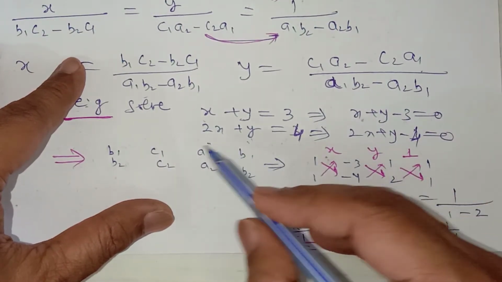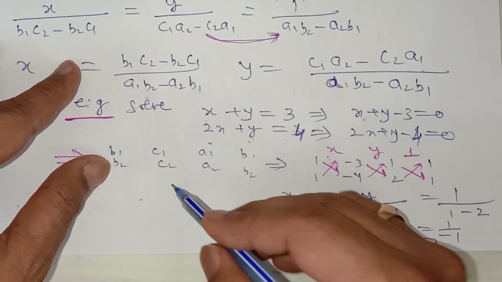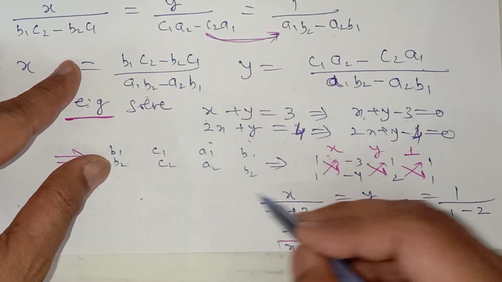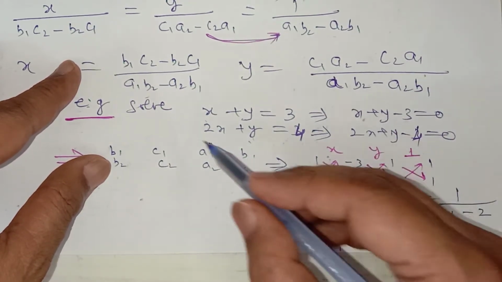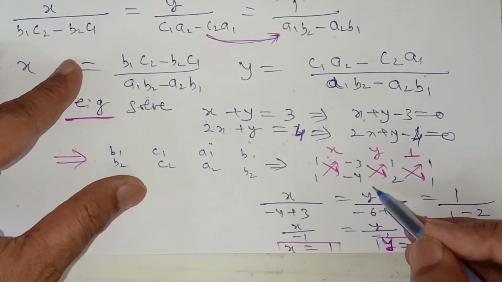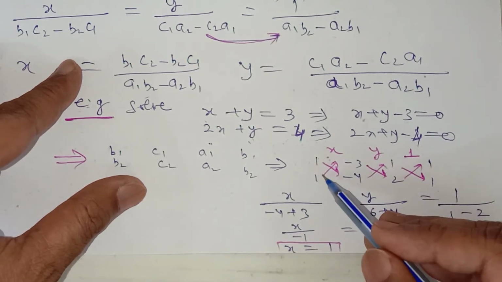So how do you have to write? b1, b2, that is 1, 1. Then c1, c2, that is minus 3, minus 4. Then again a1, a2, that is 1 and 2. Then again b1 and b2, that is 1 and 1. So x upon, y upon, 1 upon. So x upon will be this into this minus this into this.